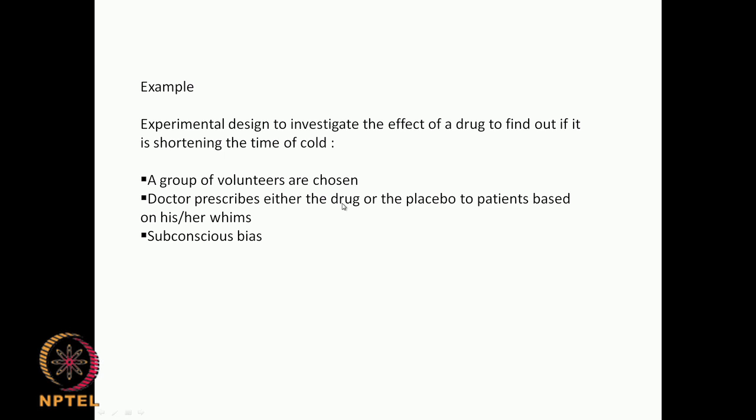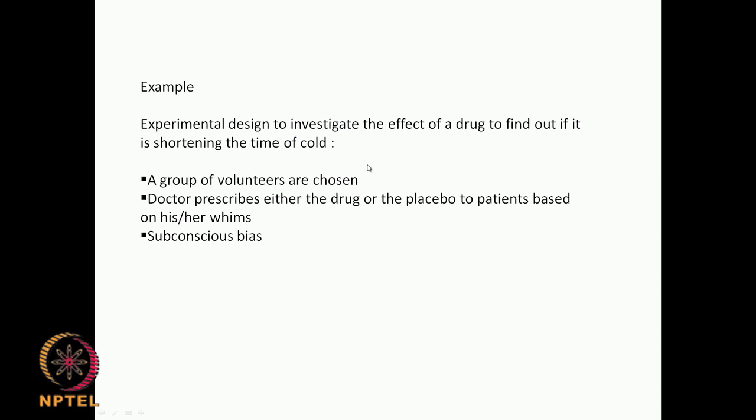Now, the doctor prescribes either the drug or the placebo to patients based on his conclusion or observation. So, there could be some bias coming into the whole thing, because the doctor could be biased looking at the symptoms of the people, or he may think somebody has a cold whereas the patient might not have a cold, or he may think somebody does not have a cold whereas the person may have a cold. So, when the doctor by mistake prescribes a placebo when a patient has a cold, or prescribes the drug which is being tested when the person does not have a cold, there is a mistake. So, there is a subconscious bias which is entering into this experimental design strategy.